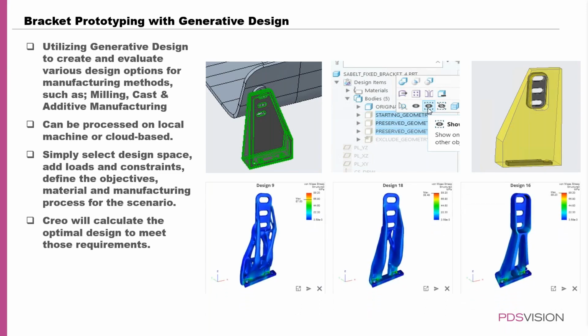This can be processed on a local machine or cloud-based. And we simply select design spaces, we add loads and constraints, define objectives, specify the material, and select manufacturing processes for the scenario to evaluate. Creo will calculate the optimal design to meet those requirements. We have a milled part, a cast part in the middle, and on the left, a part for 3D printing, which is the direction we will go.